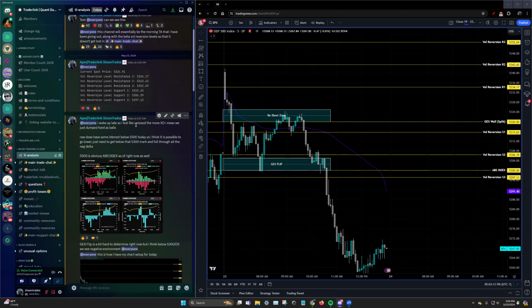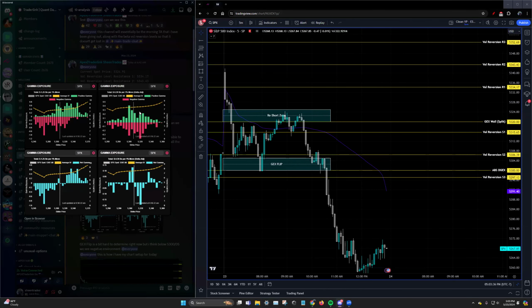So I started off by saying I woke up late, so I feel like I missed the move in the morning. I mean, we just dumped hard. Raw does have some interest below 5,300 today, so I think it is possible to go lower. We just need to get below that 5,300 mark and fall through all the negative delta. 5,300 is obvious DGEX as of right now, right? And that's the magnet. As we've gone over every single day this week, ABS DGEX is the magnet, and obviously 5,300 is the largest here, right?